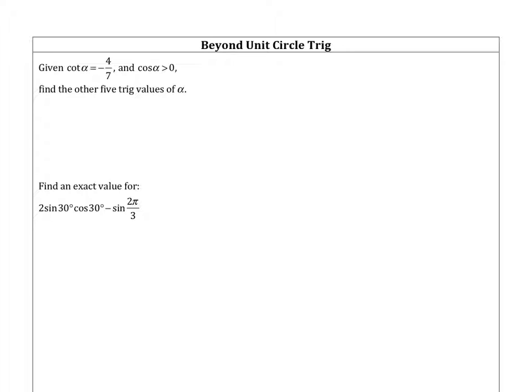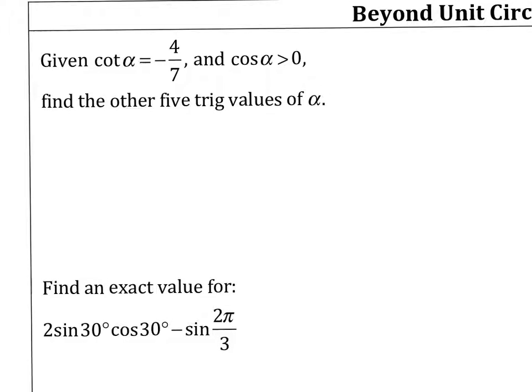Next up, we've got some beyond the unit circle trig stuff. I'm going to start off with this first guy. Cotangent is negative 4/7. Okay, first thing I do is I'm going to make a triangle. And for this triangle, I need to choose an angle to be my alpha. Okay, let's make it that guy.